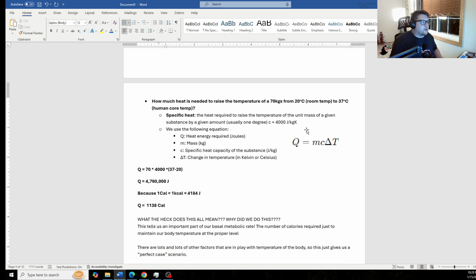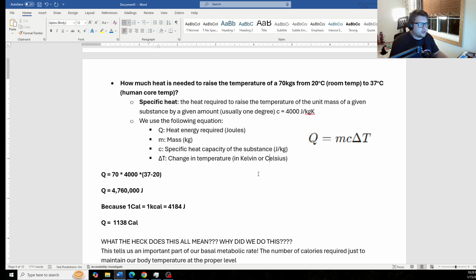So again, we have another equation that some really smart person figured out. This bothers me that they use the same letters, because we just talked about laminar flow, and laminar flow is Q, and we have Q again. So just try and keep these separate. Make sure you label these carefully. Q equals mass times that specific heat that we're told, multiplied by the change in temperature in either Kelvin or Celsius.